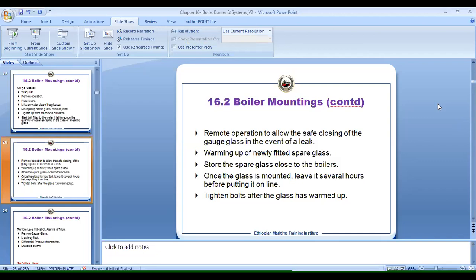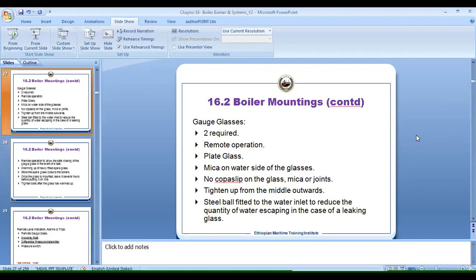Yes, sir. In the previous slide, it says that there is no need to use copper slip on the joints. What is the reason behind this? Basically, copper slip is a high temperature grease. So when you are assembling the gauge glass, the gauge glass should be assembled dry, with no external compounds.